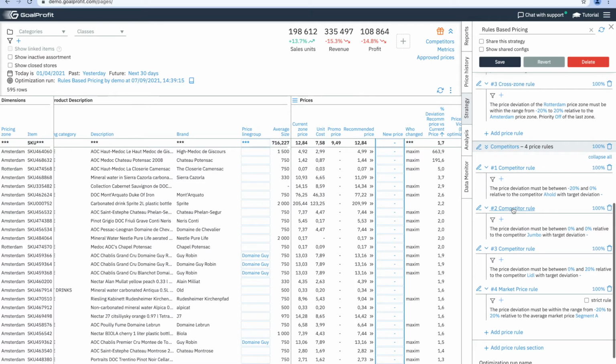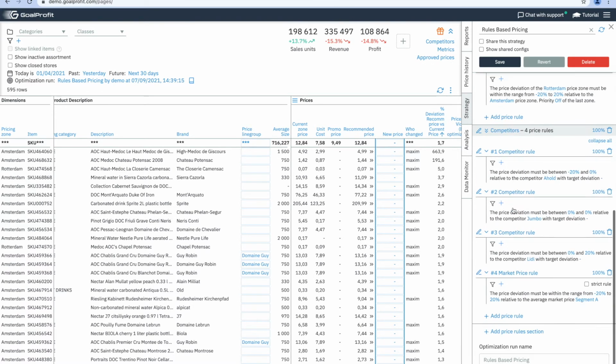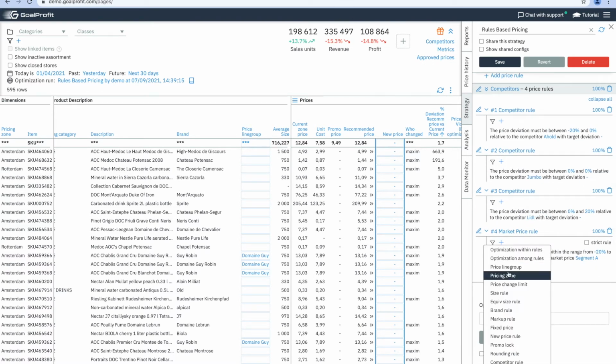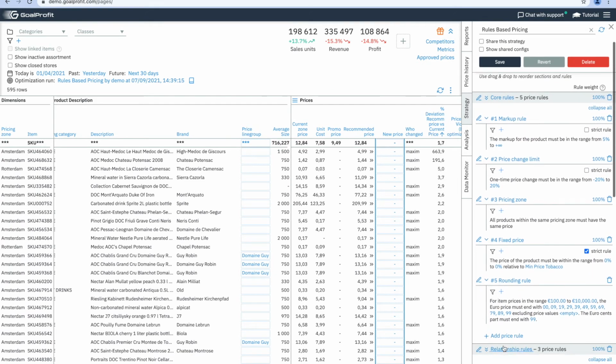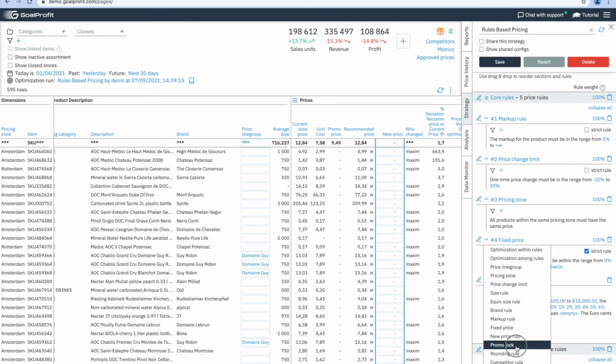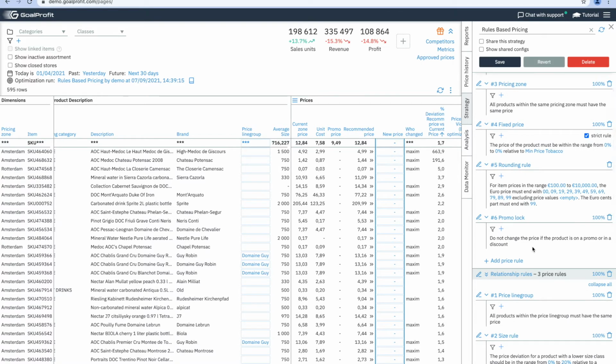Okay, this is the competitors section. I think that more or less we are done. Which rules are we missing? I think we are done. So we can add only one more price rule to the core, which I missed at the beginning. This is promo lock.